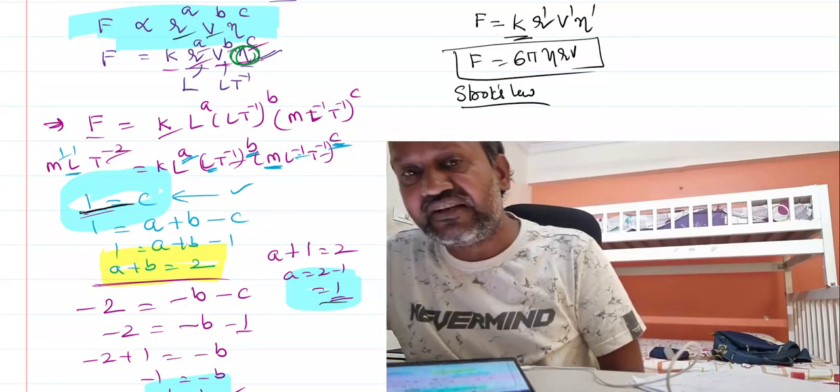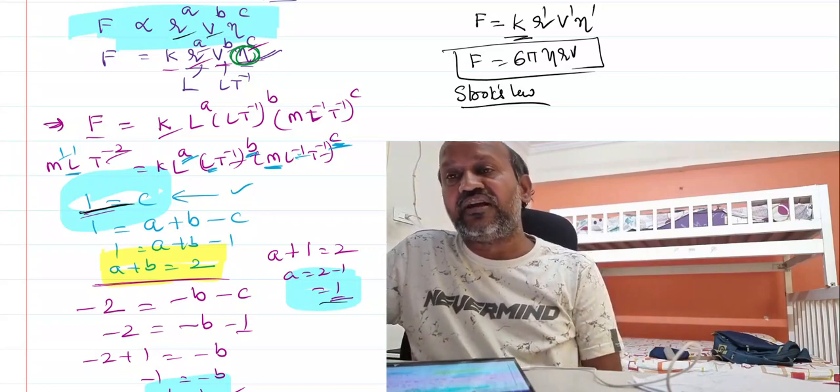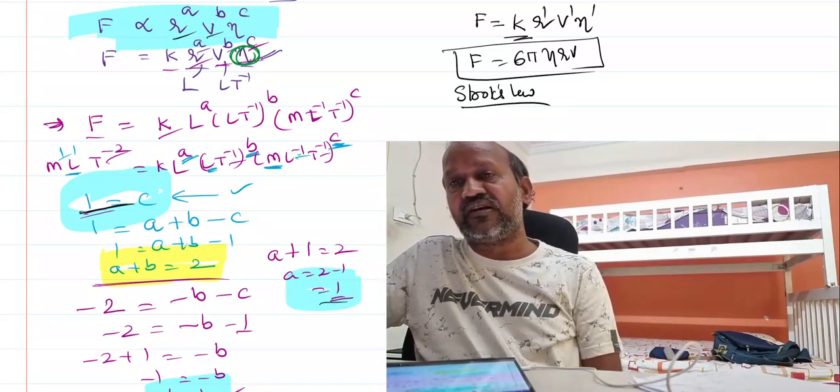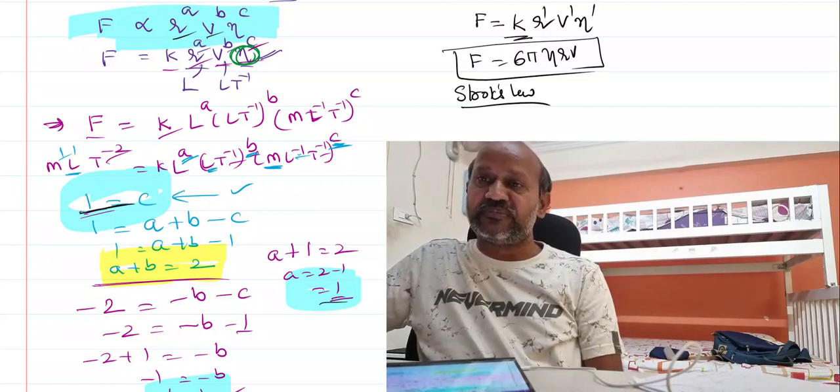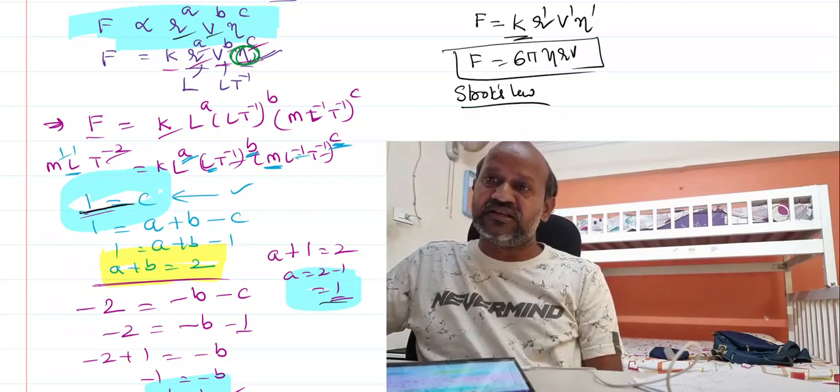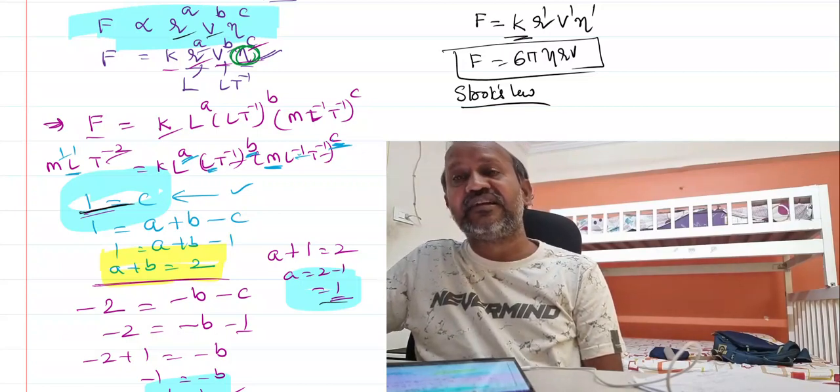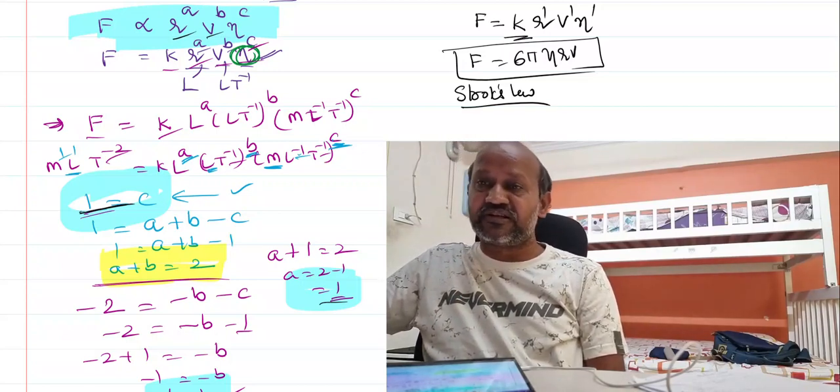So we have quickly discussed what is Stokes law, and within the Stokes law we have identified on what factors this viscous force of a solid depends. It depends on its velocity, its size, that's radius, and of course the nature of the fluid, coefficient of viscosity.